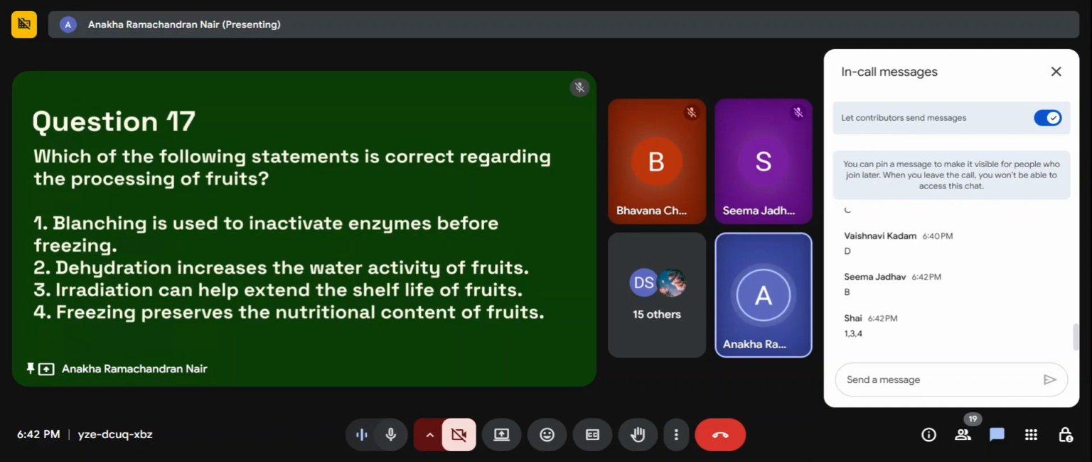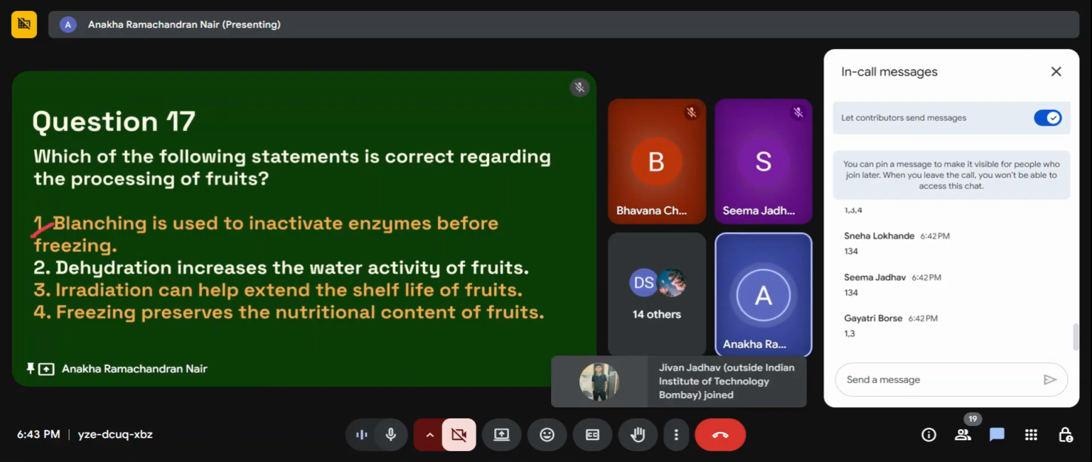So, easy question, right? So, let's see what the correct answer is. Yes, so most of you are correct. The answer is 1, 3, and 4. So, blanching is in fact used to inactivate enzymes before freezing.